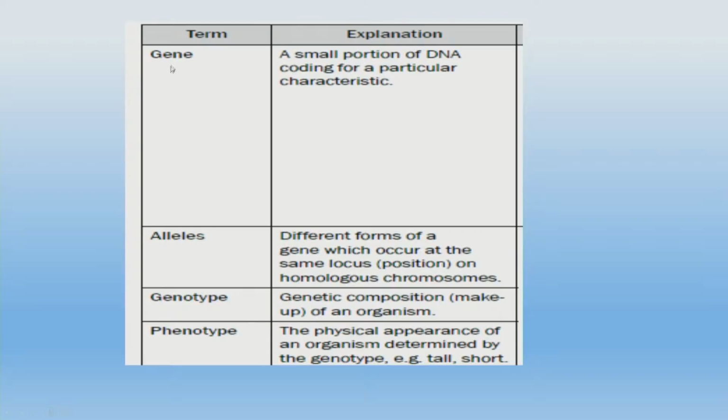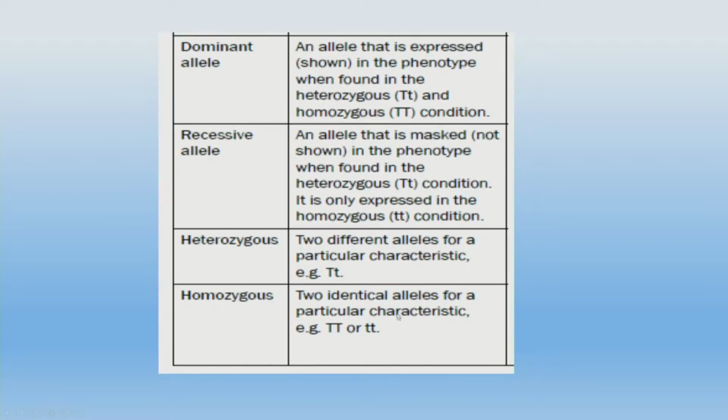But let us just look at genes. That is a small portion of a DNA molecule. Alleles are different forms, so you're looking for different forms. Genotype is the genetic makeup. Phenotype is the physical appearance. We must be able to identify that. The dominant allele, I will say something on dominant allele further on in this presentation. We must identify the recessive allele, and what is the recessive allele? Heterozygous, homozygous, that is all part of what we must identify.